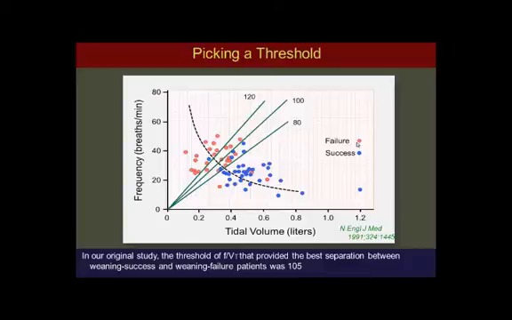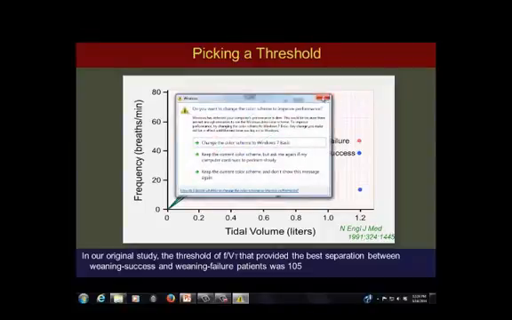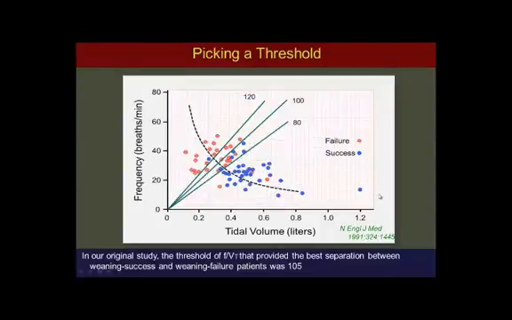The value of F over VT that separated out the weaning successes from the weaning failures was a value of 105. That gave the best separation, and obviously that's close to a value of 100. So a value of 100 is, on average, the value we take for separating out the likelihood of success and failure. But of course, you need to tailor that number to the underlying characteristics of the patient. You shouldn't be locked into simply a value of 100 for every patient.